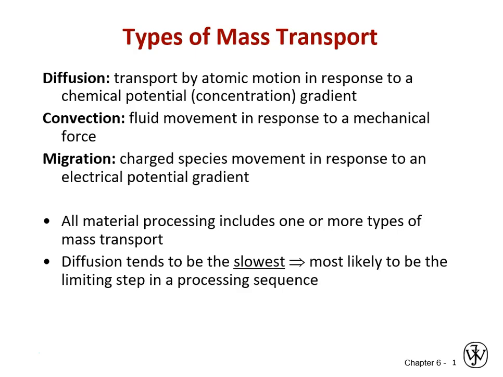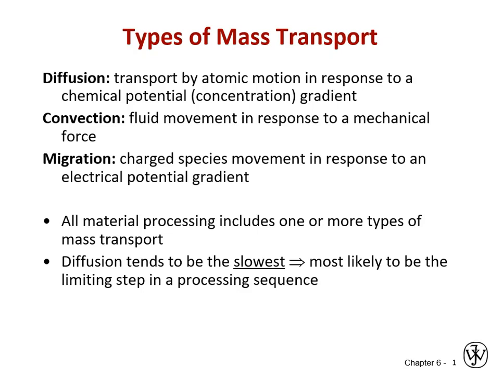There's convection, which is usually for fluids, and could be defined as fluid movement in response to a mechanical force. And in the case of charged particles and an electrical potential gradient, you can get charged species moving in response to that gradient. You might have noticed that migration and diffusion are pretty similar, and they are. Both of them involve a species moving in response to a gradient. Migration tends to be quite a bit faster.